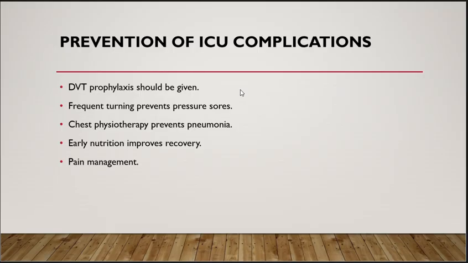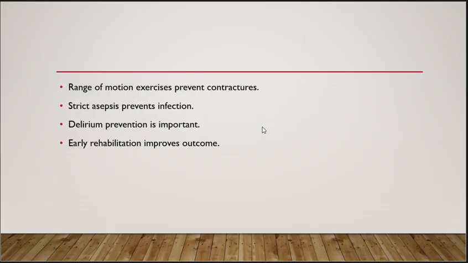ICU complications: DVT prophylaxis, frequent turning and positioning, chest physiotherapy, early nutrition, and pain management are to be done. Range of motion exercises are required to prevent contracture, and asepsis prevents infection. Delirium prevention is important, whereas early rehabilitation improves the outcome.